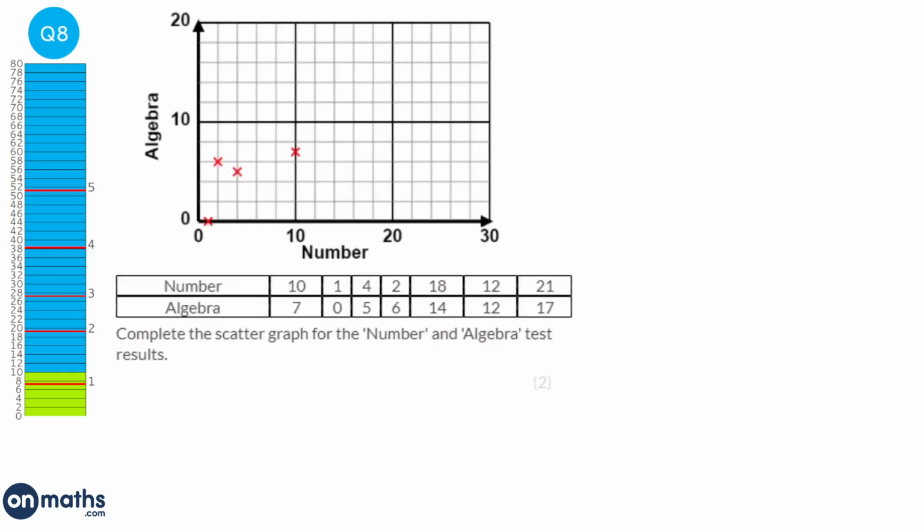215. So we can see that the first four of these have already been plotted. Now it's really important that you do the coordinate the right way around. The first one is number and then algebra. So we're looking at this coordinate here. We're 18 on number, which would be here, and then 14 on algebra, which would be this point here. 12 on both, so 12 and 12 would be here, and then 21 and 17 would be roughly there.